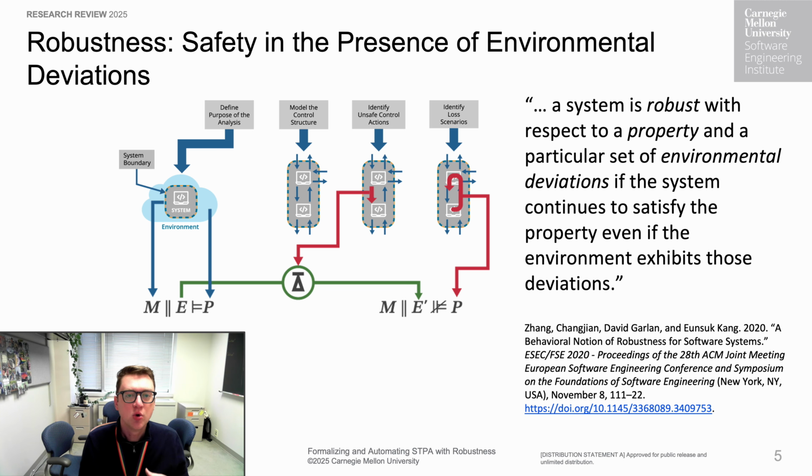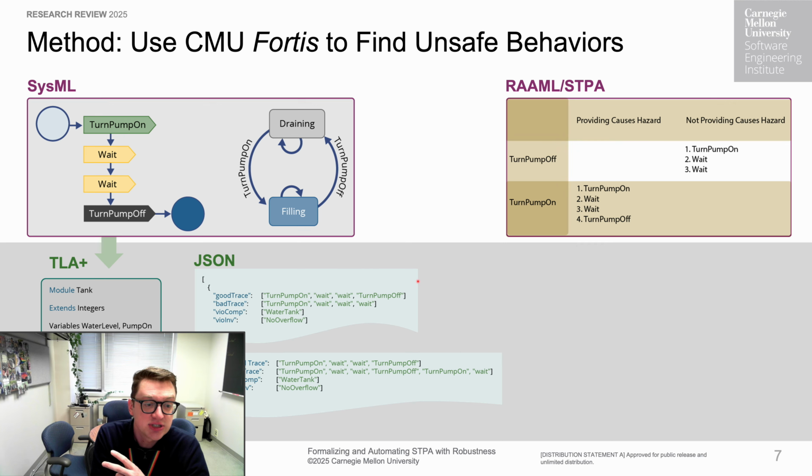So the way that this works from the user's point of view is exactly what I described a minute ago, that we go from these SysML models to this STPA table. But under the hood, there are a number of transformations that occur. The first is that the SysML models get translated to a different language called the temporal logic of actions, or TLA+, that is much more precise and amenable to the formal analysis that we need to do. Then those TLA+ files are provided to the CMU developed tool, called Fortis, that calculates a system's robustness.